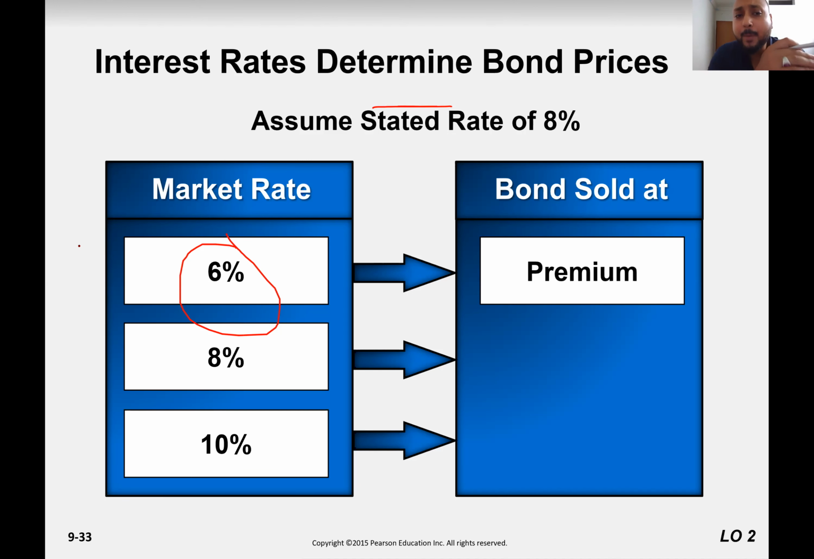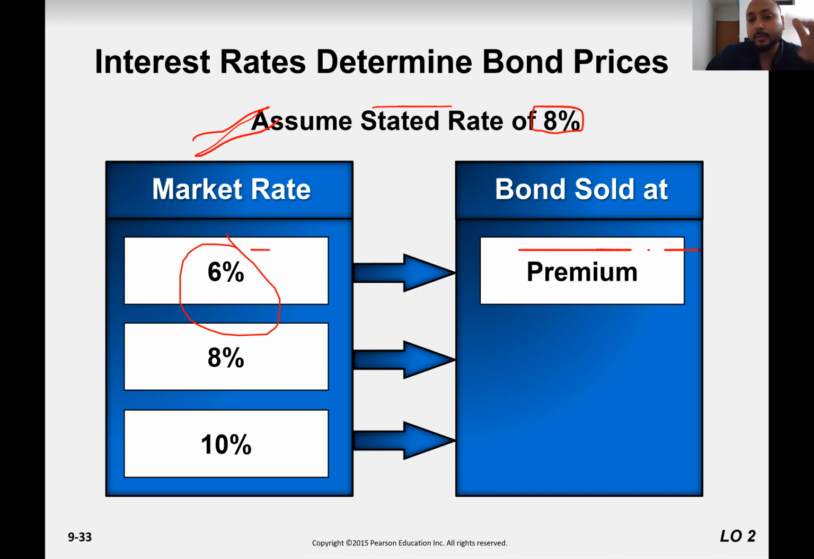As an investor, as a buyer, will you buy more of this bond or less of this bond? This bond is giving you 8%, and if you invest your money in the market it is giving you 6%. So everyone wants to buy the bond that is issued by the company. So bond prices start rising. And this is good news for the company. They will be issuing the bond at a premium, right?